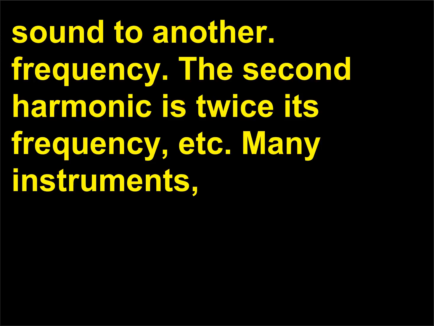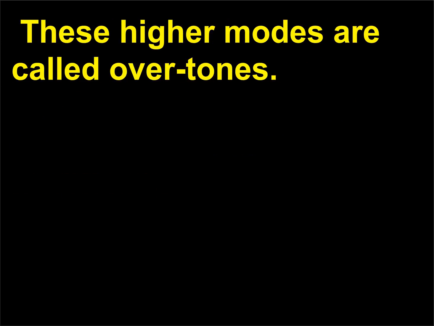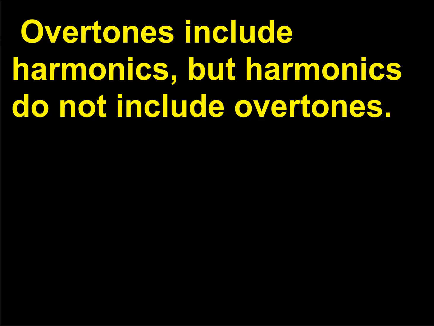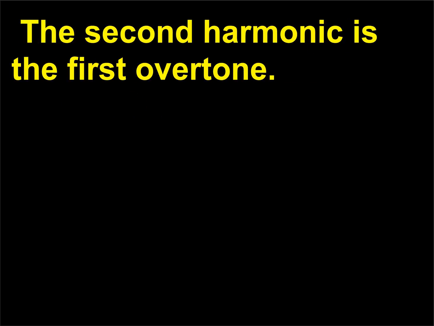Many instruments, especially bells, oscillate in modes that are not whole number multiples of the fundamental frequency. These higher modes are called overtones. Overtones include harmonics, but harmonics do not include overtones. Another confusing point is that the first overtone is not the fundamental. The second harmonic is the first overtone.